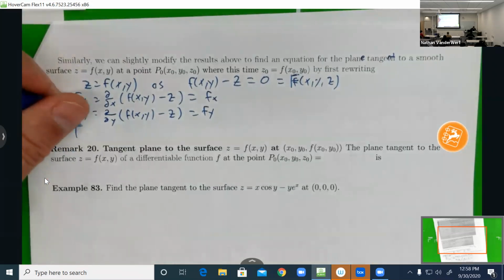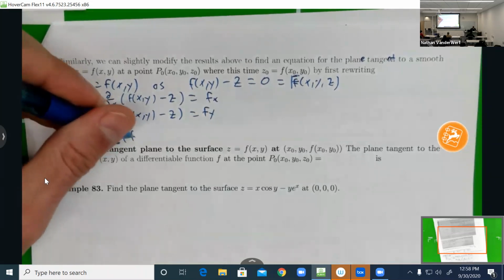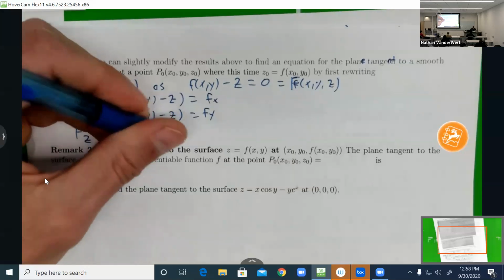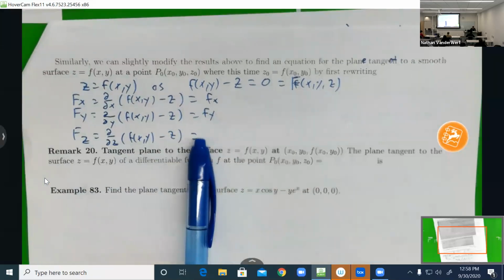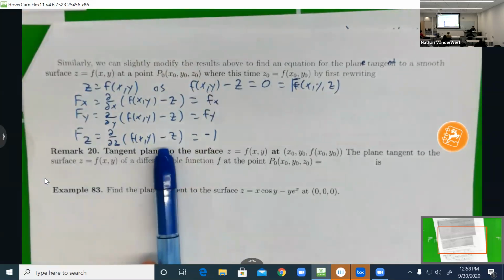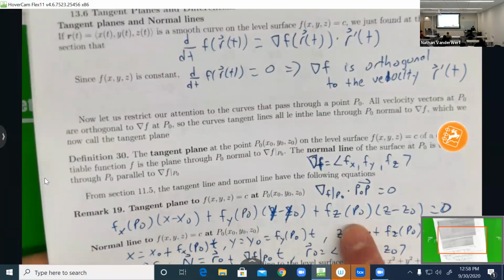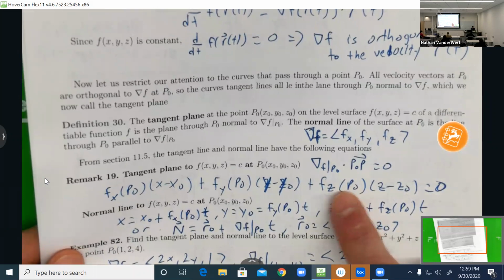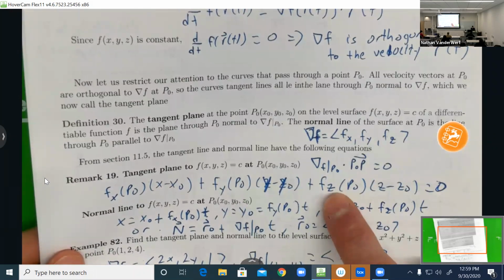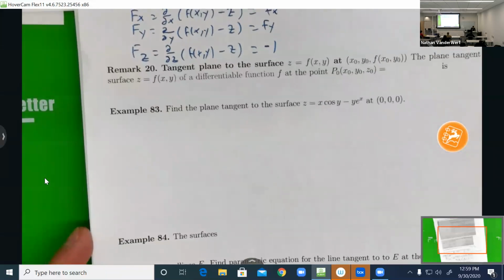The only thing that's going to change is capital Fz, which is going to be partial over partial z of f of x, y minus z, right? And this time, we're not going to have an fz term. We're just going to change that fz term to minus 1, because the derivative of minus z is minus 1. So what this is saying is that we're going to take this equation that we came up with, and the only difference is that we're going to change this fz at p0 to always be minus 1 in this situation.